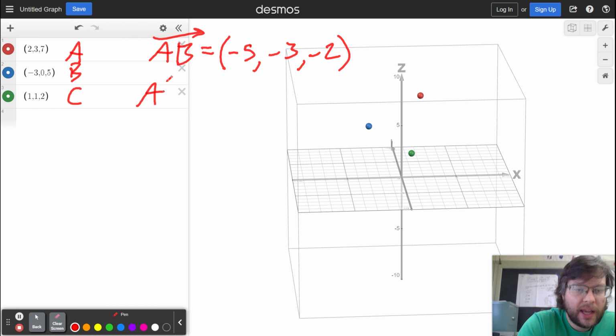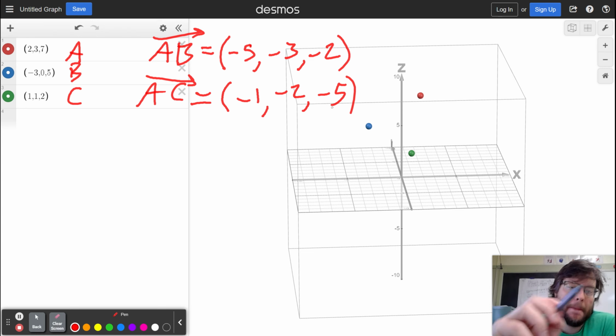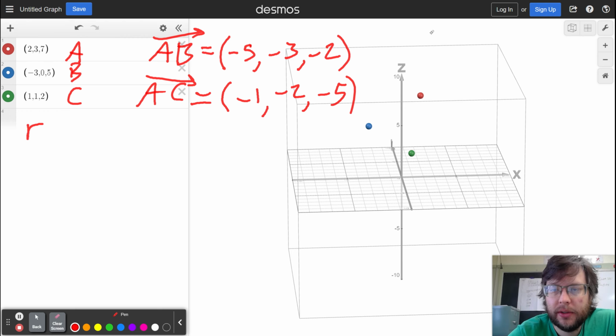Direction vector AC, or I could have done BC, goes from A to C, so it goes down 1, down 2, and down 5. Maybe I should have gone the other direction so I'd have positive numbers instead of negative. Okay, but here we are. So here is one equation of the plane that passes through those 3 points. Let's write it maybe over here in the top right corner.